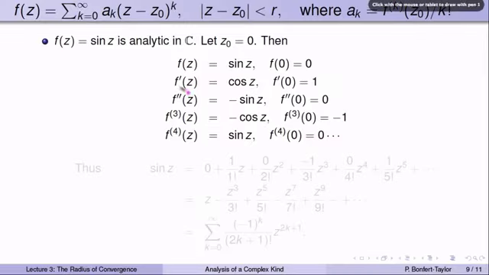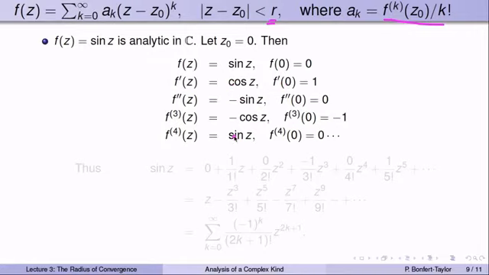Here's another example. This sine function is analytic in the entire complex plane. So if I pick the origin as the center of my disk, again, I can choose a radius infinity here, in which the function is analytic. So f of z is sine z. If I evaluate that at 0 to get the 0th coefficient, I have f of 0 is 0. The first derivative is cosine z. The first derivative at 0 is 1. The second derivative is minus sine z. At 0, that's 0. Third derivative is minus cosine z. At 0, it's minus 1.